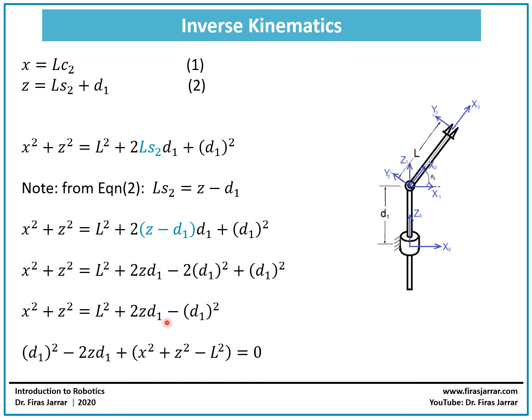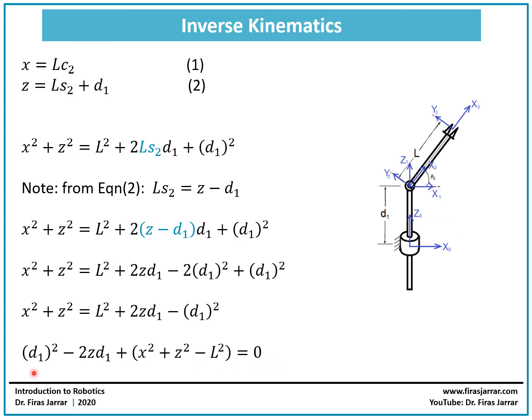And I want to rearrange the equation such that I have d1 squared minus 2z d1 plus x squared plus z squared minus L1 squared, all of this equal to 0. It looks like a quadratic equation because it is a quadratic equation.